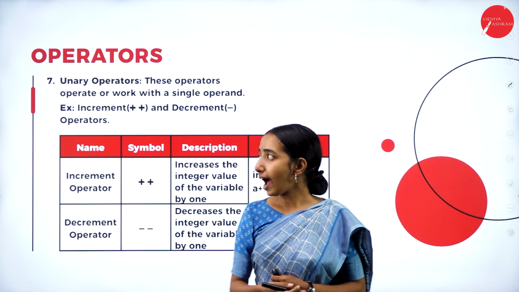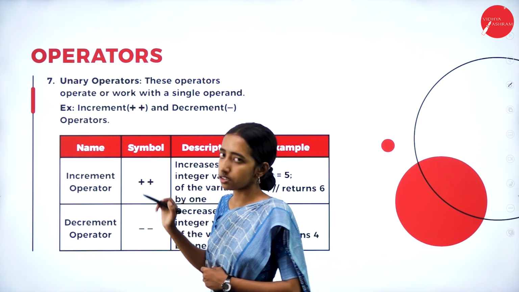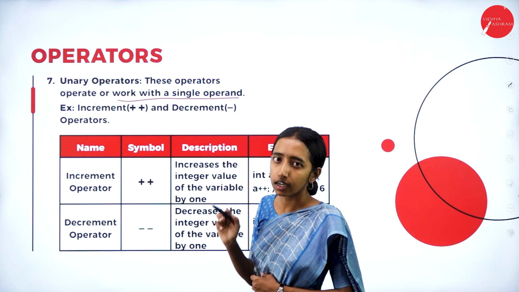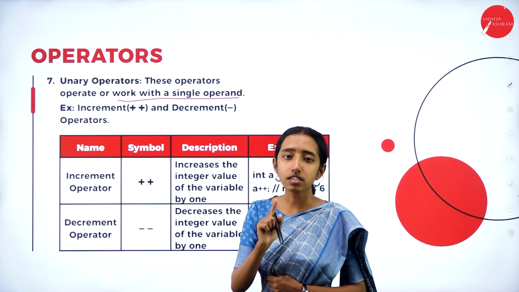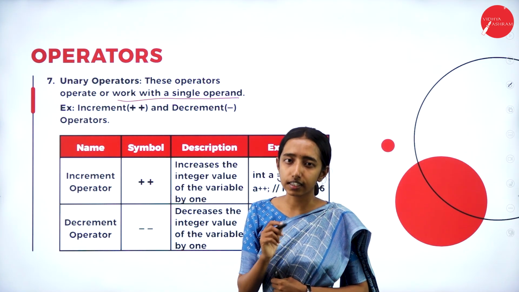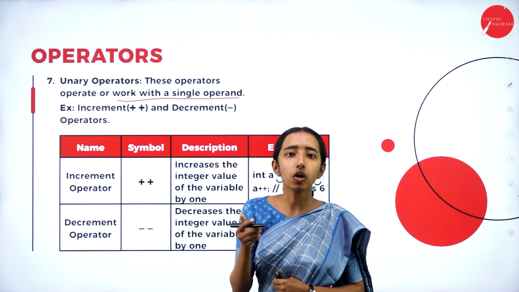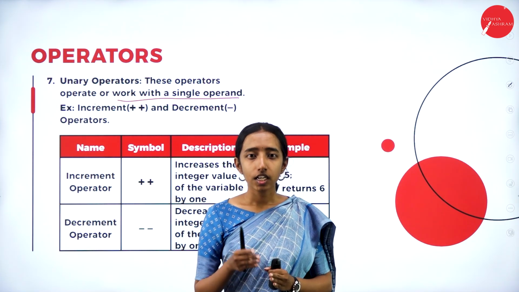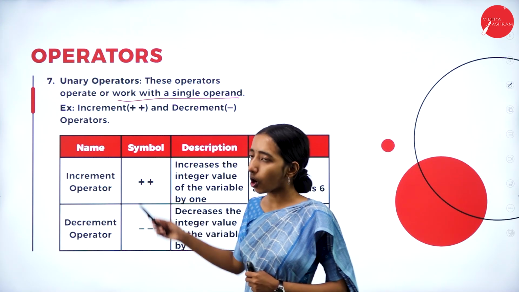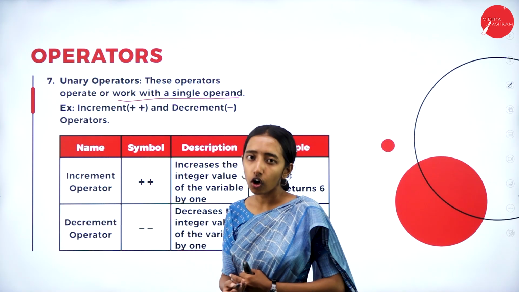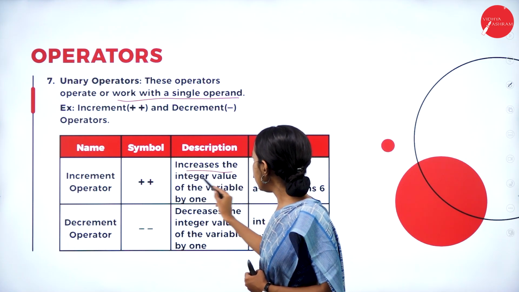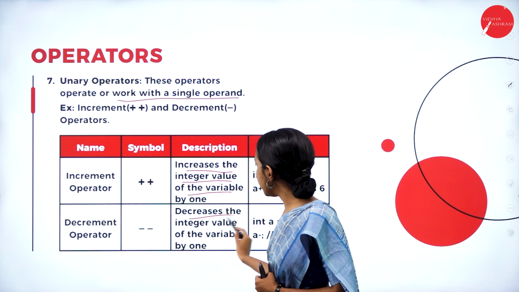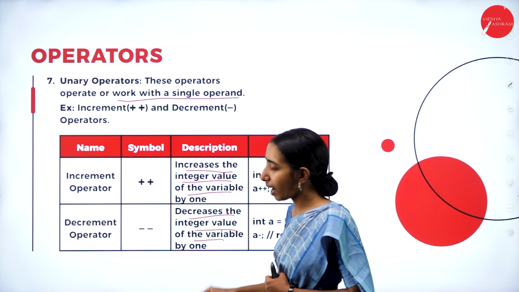So next we are having the unary operators. These operators work with a single operand, means only one operand, not two operands like A, B or X or Y. So we are having the increment operator as well as the decrement operator. The increment operator increases the integer value of the variable by 1. The decrement operator decreases the integer value of the variable by 1.